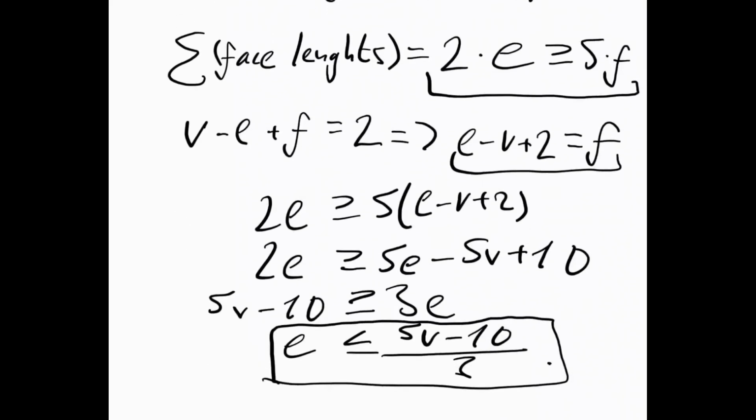So now we know that the number of edges is going to be smaller or equal to 5 times the number of vertices over 3 minus 10 over 3.